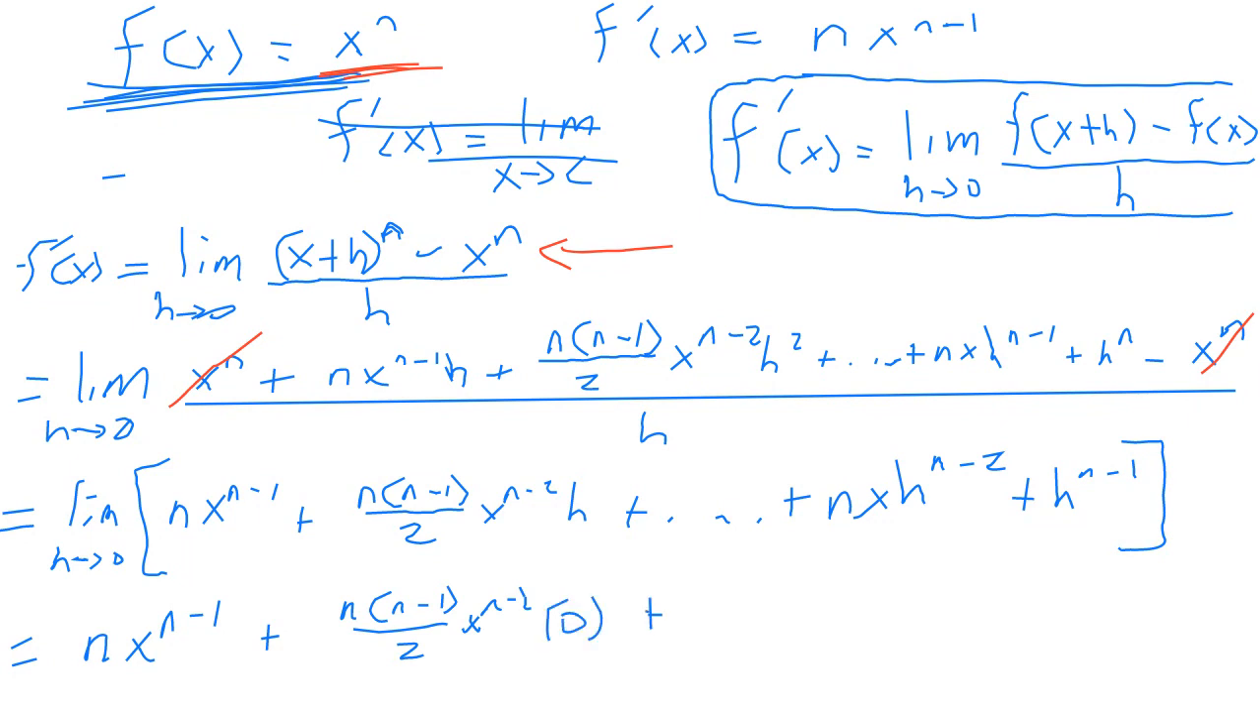Plus a whole heap of zeros in here too, because all of them have h's. 0, 0, 0 in here everywhere. Right at the end we have 0 again, and then h to the whatever is 0 again. So the answer is simply n x to the n minus 1. That is the proof of the Power rule, or one of the proofs.